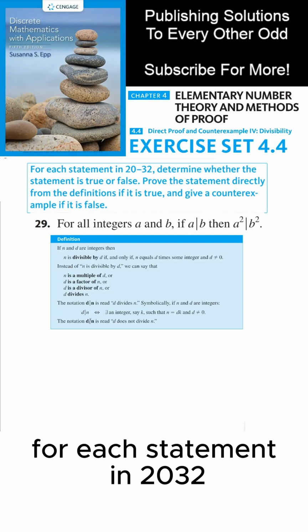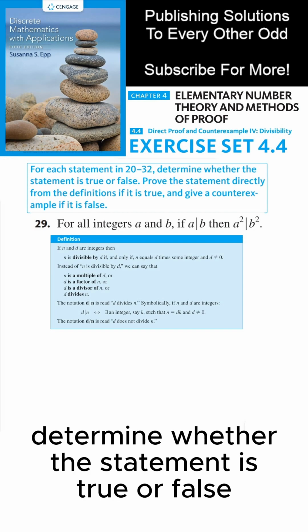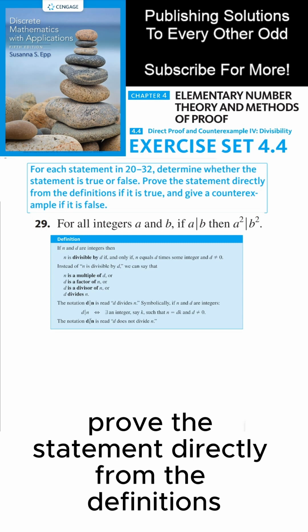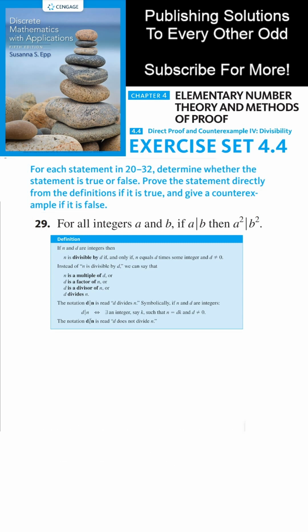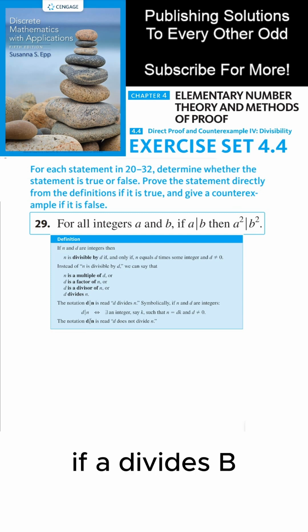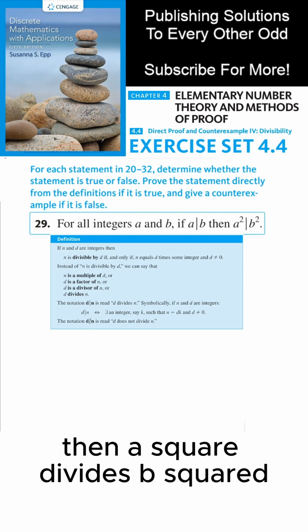For each statement in 20 through 32, determine whether the statement is true or false. Prove the statement directly from the definitions if it is true, and give a counterexample if it is false. For all integers a and b, if a divides b, then a squared divides b squared.